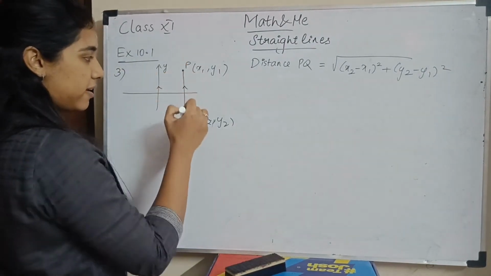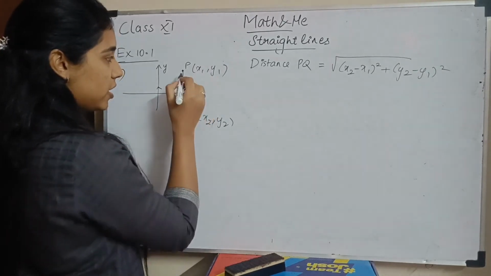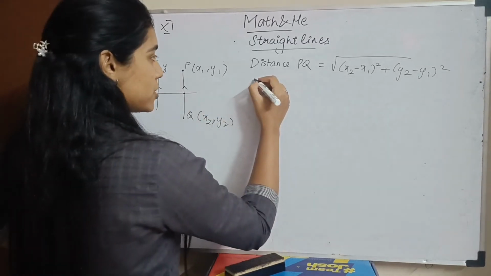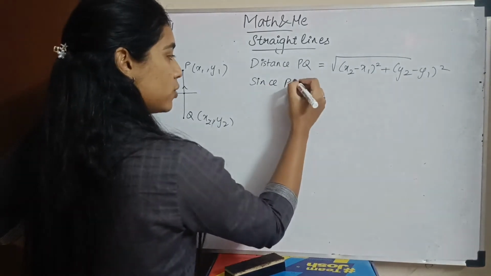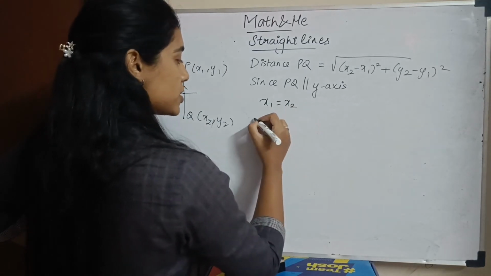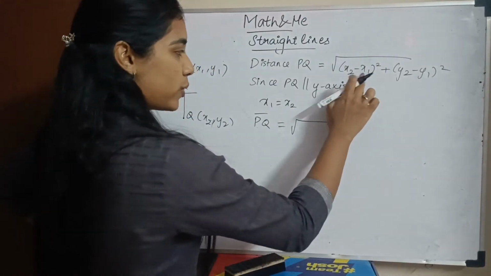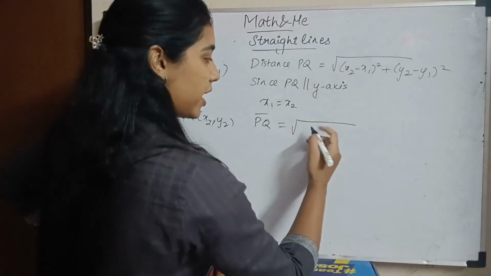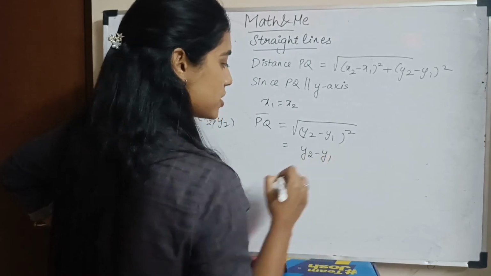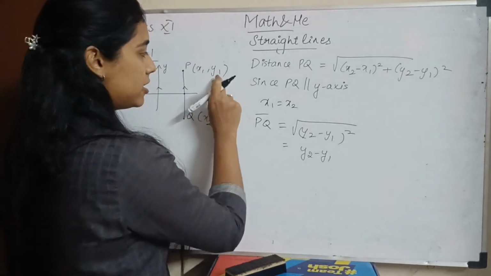But since this is a line parallel to the y-axis, we have the same x coordinates, right? This is the x coordinate, only the y changes. Here it is a positive y, here it is a negative y, but the x coordinate remains the same. So since PQ is parallel to the y-axis, we have x1 equals x2. In the distance formula, distance PQ is equal to x2 minus x1, which becomes x2 minus x2, which is 0, and y2 minus y1 the whole square, which is nothing but y2 minus y1. So the distance between P and Q is the difference between the y coordinates.